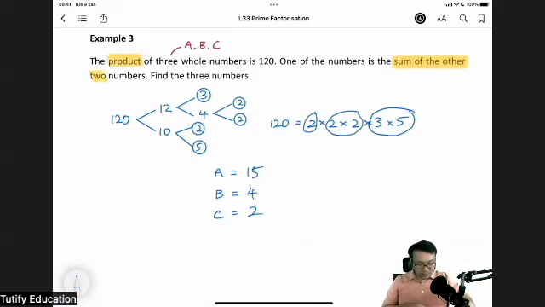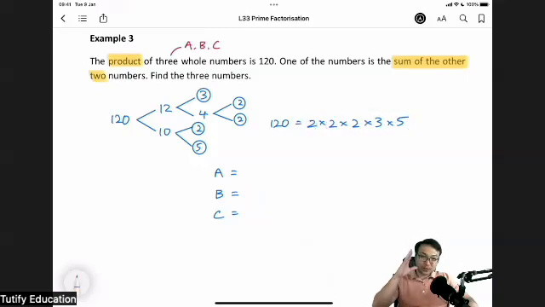So I tell you what, I'm going to give you 1 minute. Can you all try to go and play around with the numbers, combine them together, such that you can have one number which is the sum of the other 2 numbers? Your time starts now. 1 minute.